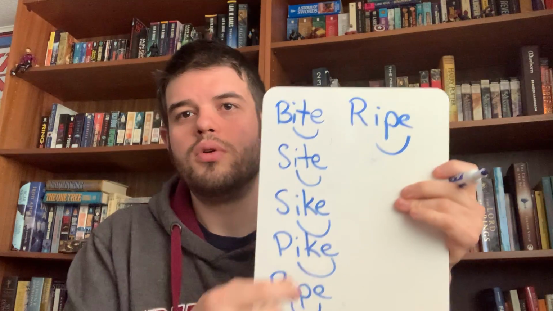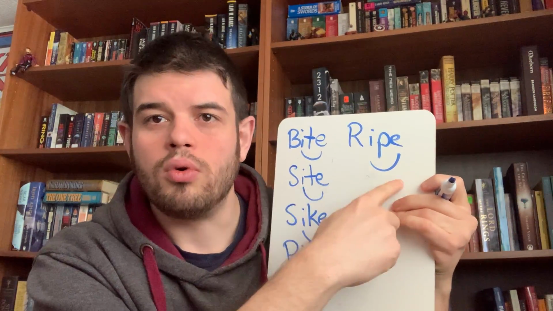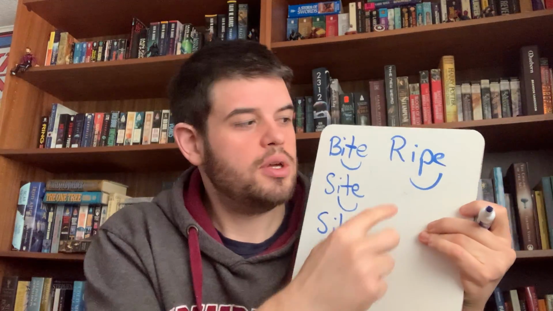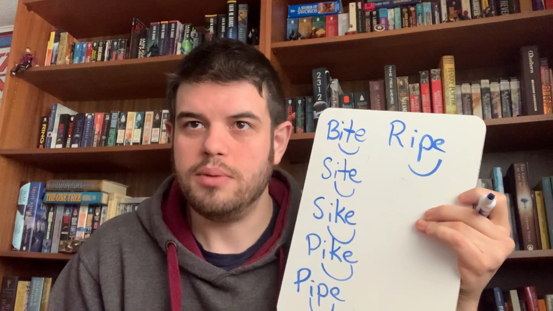Are you ready for the next word? I want you to say the word ripe. Ripe. Pause, tap, and spell the word ripe. All right, here is how we spell the word ripe. R-I-P. Ripe. Make sure you're tapping and reading it along with me. R-I-P. Ripe.